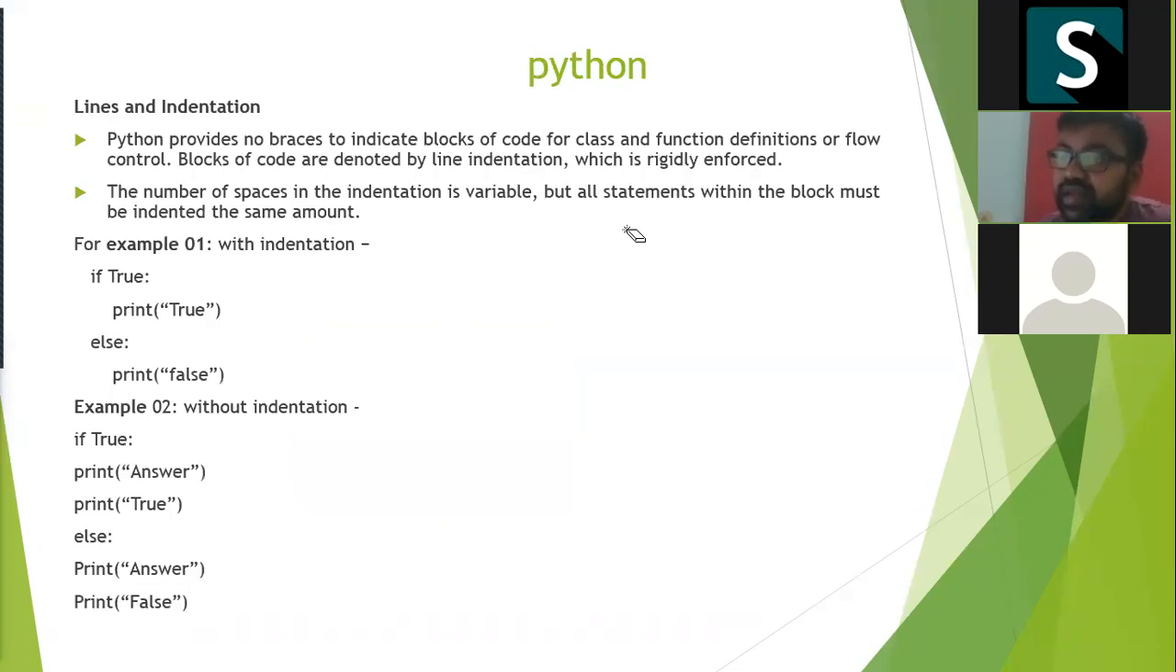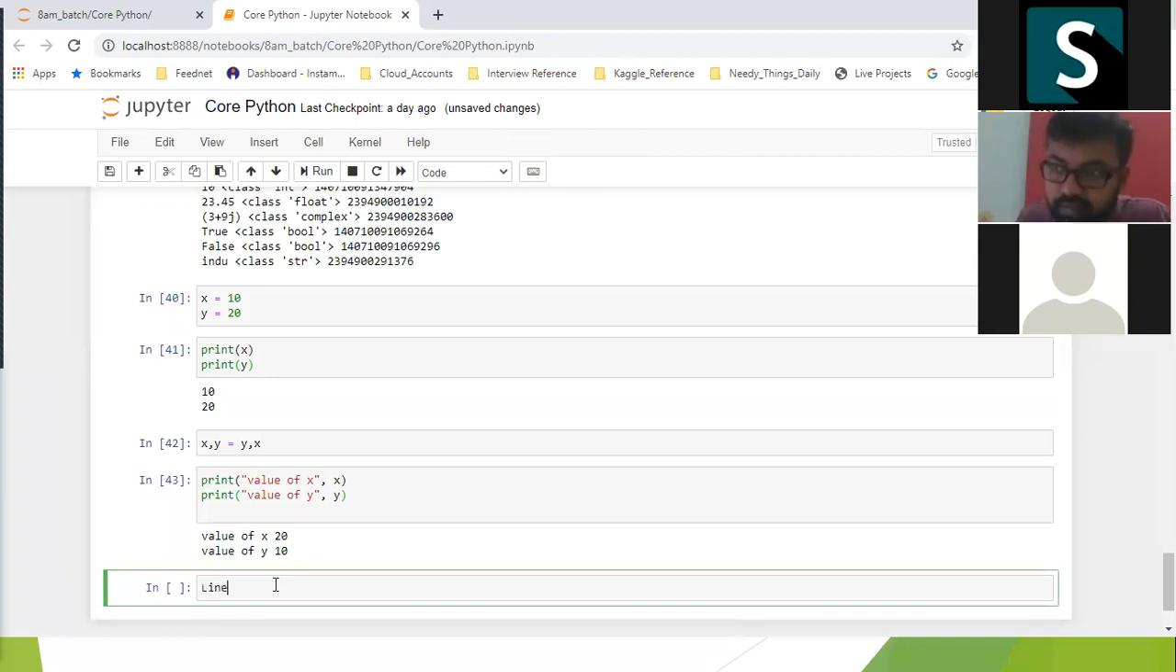Now, lines and indentation are very important in Python. Why do we say that? Whichever blocks you are starting and closing, a block starts whenever you increase the indentation space, and it closes whenever you reduce the space. I'll show you that.